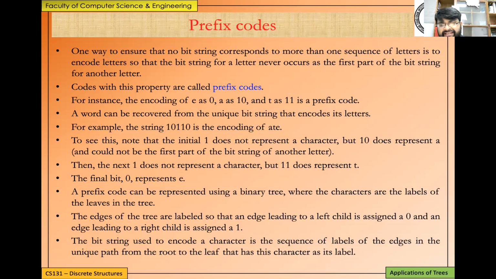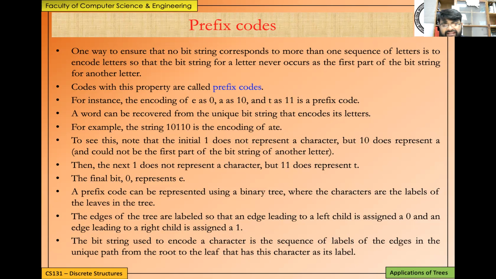For instance, the encoding of E as 0, A as 10, and T as 11 is a prefix code. Since for these three letters, however you try to encode them, it will always be a unique coding. Wherever a single 0 occurs, we know it is an E. Wherever 10 occurs, it is an A, and wherever 11 occurs, it is a T. And a word can be recovered from the unique bit string that encodes its letters. For example, the string 10110 is the encoding of ATE: 10 for A, 11 for T, and a single 0 for E.